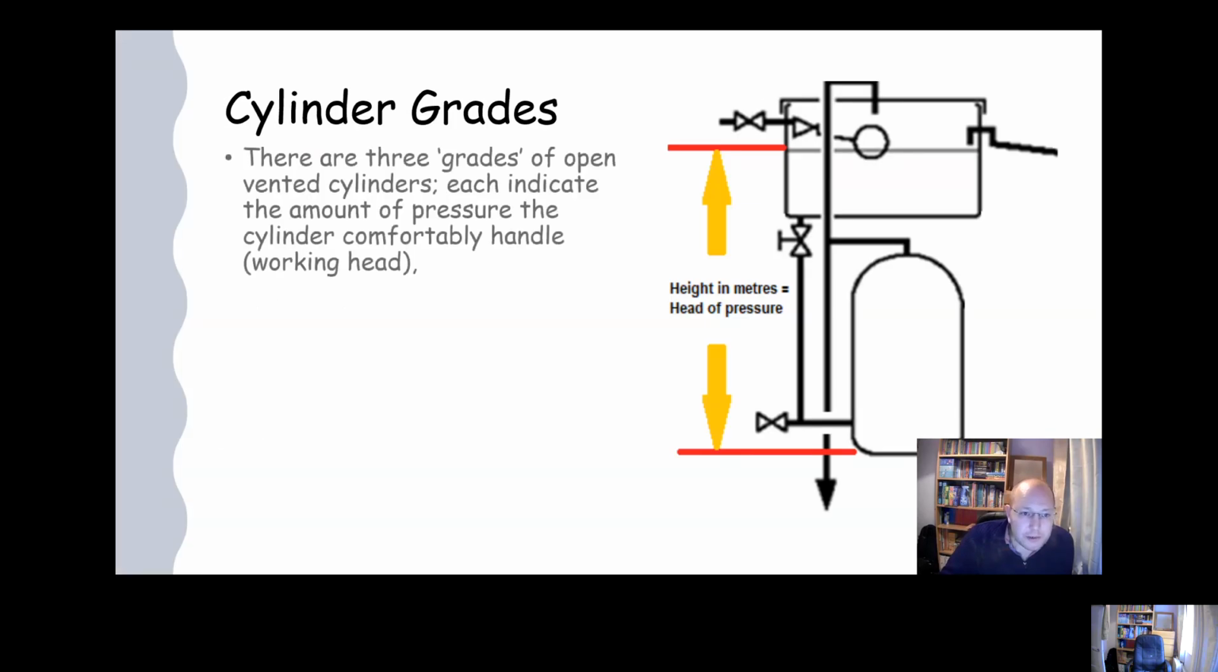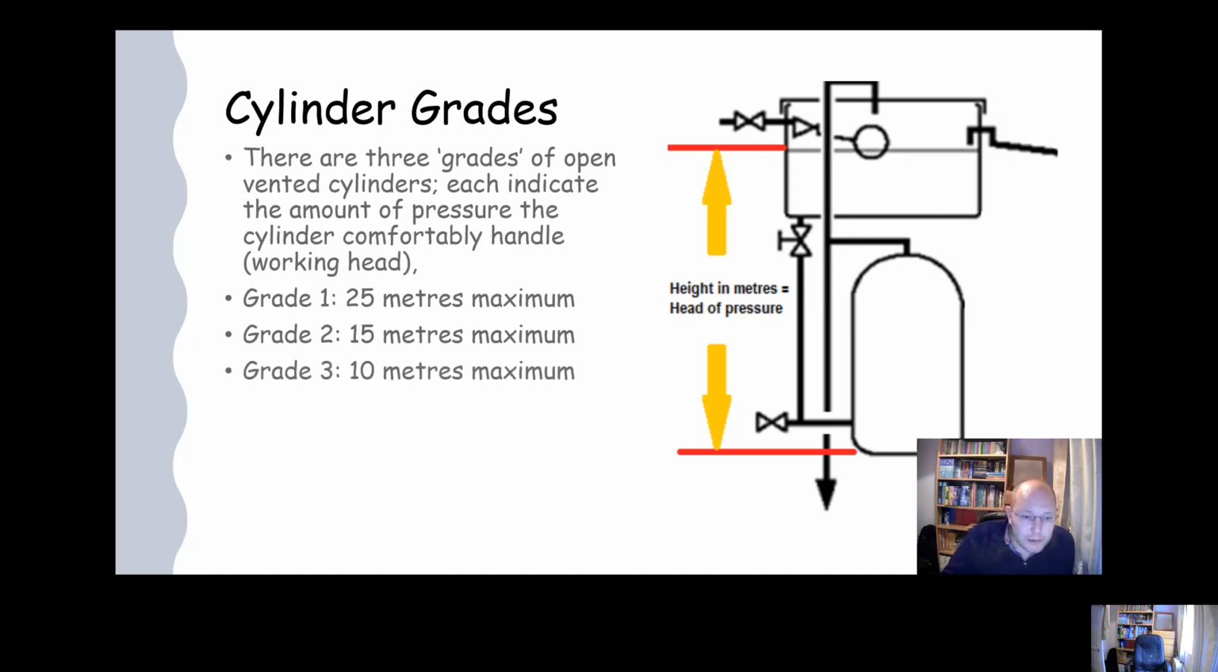Firstly, cylinder grades. There are 3 grades of cylinder that we need to be aware of. Grade 1 can take up to 25 meters head of pressure. That's 2.5 bar of pressure. Grade 2 can take up to 15 meters head of pressure, which is 1.5 bar of pressure. And a grade 3 cylinder, that's the most commonly fitted cylinder, can take up to 1 bar of pressure or 10 meters head of pressure.